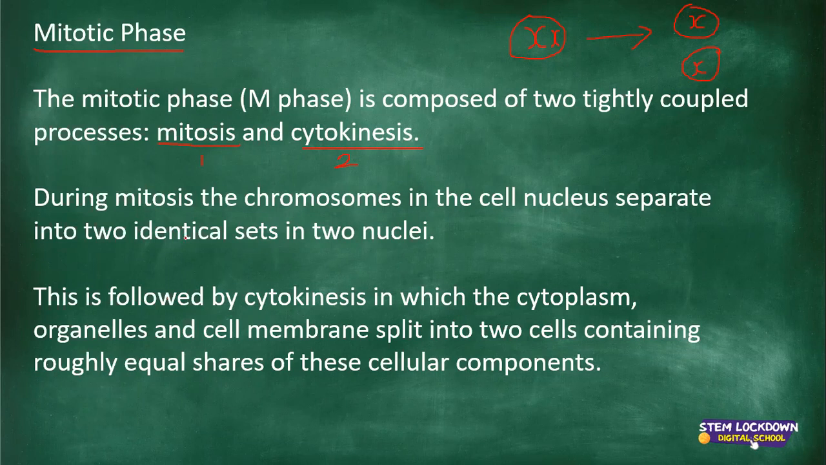This is going to be followed after this process of cell division. It will be followed by cytokinesis, in which the cytoplasm, organelles, and cell membrane split into 2 cells containing roughly equal shares of these cellular components. So this is the product you will see after cytokinesis. But during the mitosis stages, you will see exactly what happens to the chromosomes inside the cell.